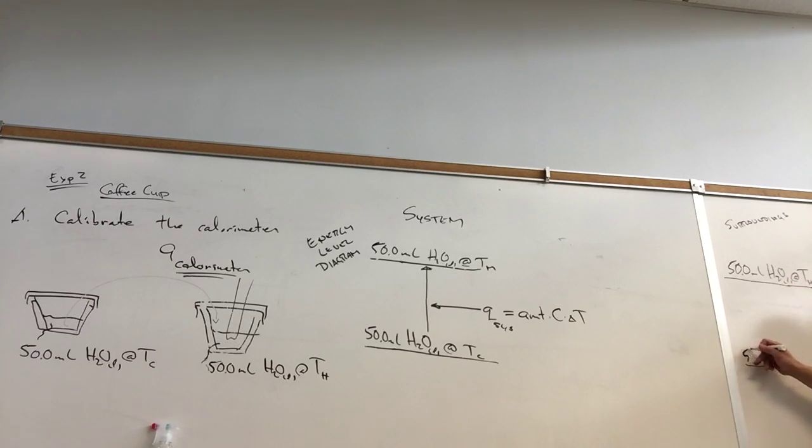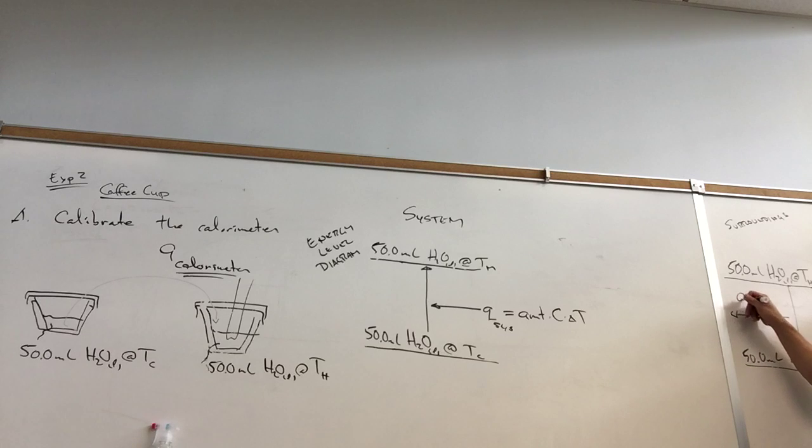And then this is going to go down to 50.0 milliliters of H2O liquid. The calorimeter is also at T hot. So they'll go to 50.0 milliliters of H2O liquid at T mix, plus the calorimeter will be at T mix now. And so we have two objects now, the water and the calorimeter.